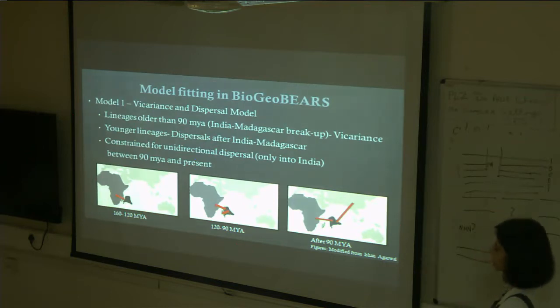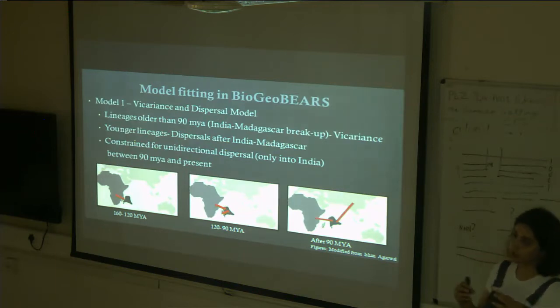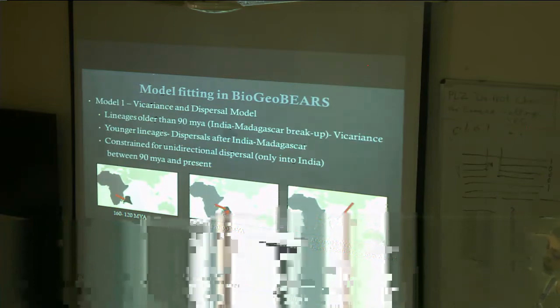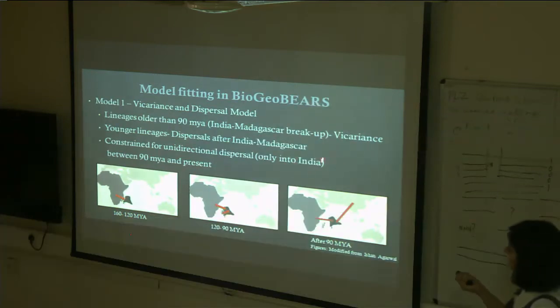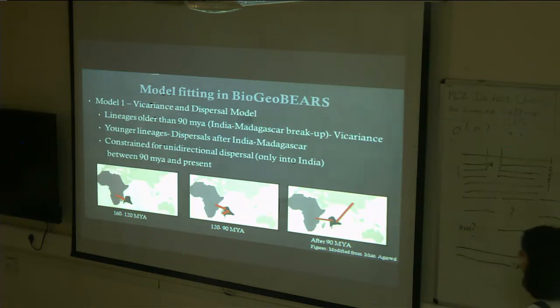And so for this model, I constrained my analysis, and I'll explain how I do that here as well as in the practicals. I constrained my analysis such that before 90 million years, as in, when India and Madagascar were together, any lineage that is older than 90 million years could have come about because of vicariance. But any lineages younger than 90 million years, that is when India was drifting by itself, could have come about only because of dispersal, because it's this moving landmass and lineages should have had to disperse into India for it to be found there.